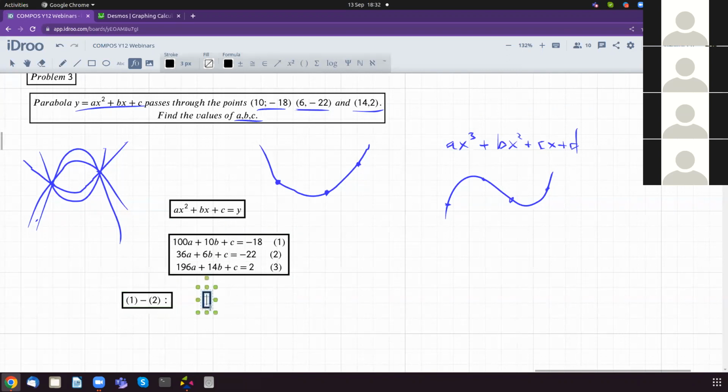From equation 1, it's going to be 64a plus 4b equals minus 18 minus minus 22, which is 4. And I can divide by 4. 16a plus b equals 1. And I'm going to give this equation a name, so I'm going to call it equation 4, because I might need to use it in the future.